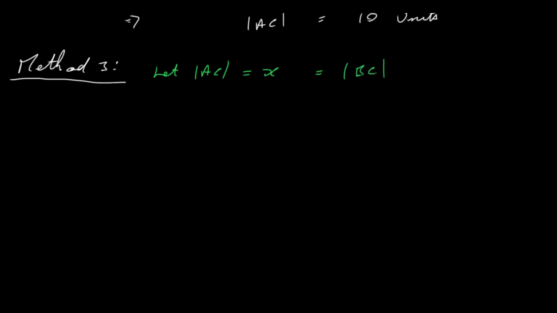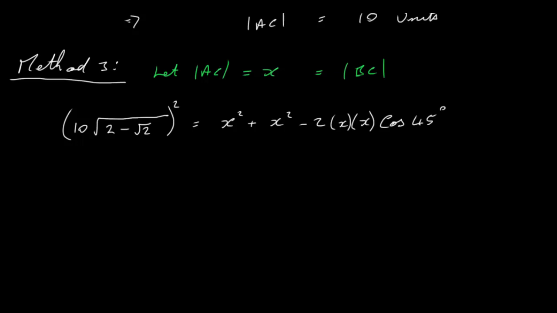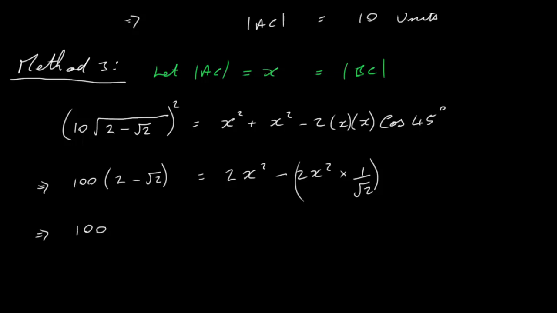Okay, so using the cosine rule then, we're going to get the 10 times the square root of 2 minus root 2 squared is equal to x squared plus x squared minus twice x times x cosine 45 degrees. Now if we square this here, this is going to be 100 times 2 minus root 2. On this side here, we're going to get 2x squared. Here we're going to get minus 2x squared. Cos of 45 is 1 over root 2. Okay, so we have 100 times 2 minus root 2 is equal to 2x squared minus, now this is 2x squared divided by root 2. I'll do it out fully. So 2x squared divided by root 2.